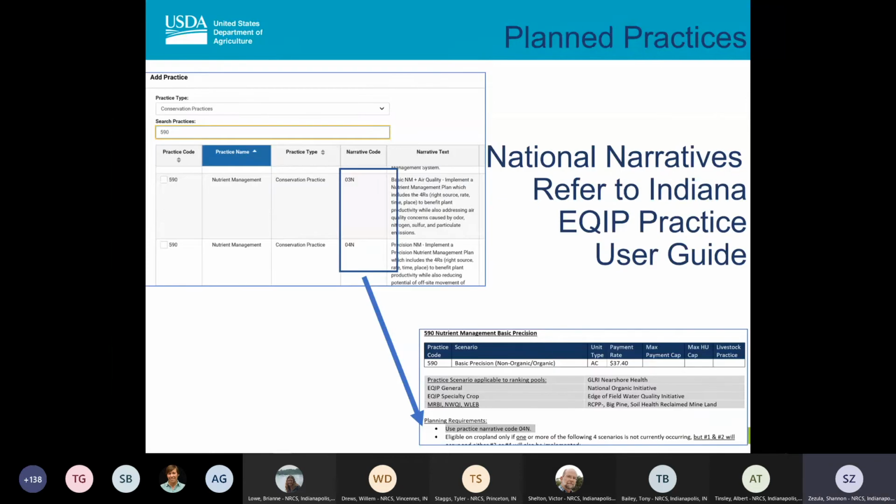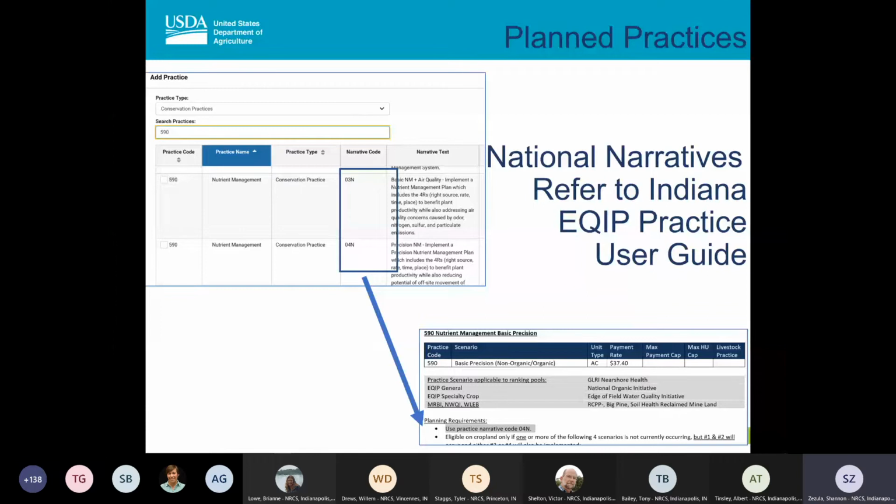All right, let's move real quick into planned practices. Again, this training will not teach you how to schedule planned practices and the details, but I do want to highlight a few things that have changed this year. As you are hopefully aware, national headquarters reined in all state and local practice narratives and only went with national narratives. So your only option now is to use the national narratives for our conservation practices in Conservation Desktop. For the most part, there is only one national narrative per practice.